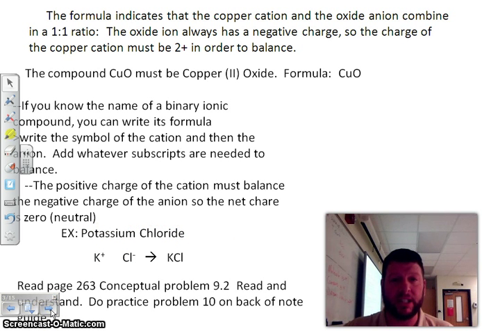All right, now I'd like you to read page 263, take a look at conceptual problem 9.2, read it and understand it, and then I want you to do practice problem 10 on the back of your note guide, and we'll check it and see how you do tomorrow morning.